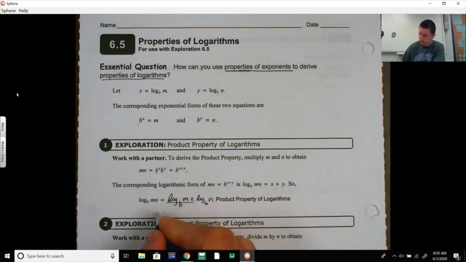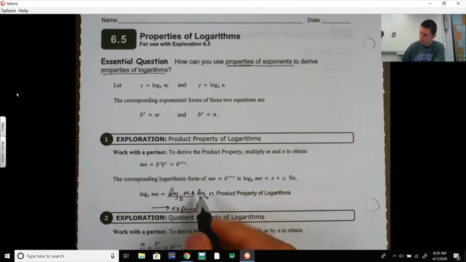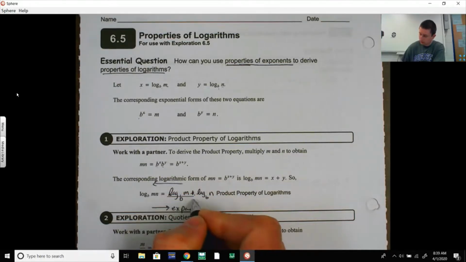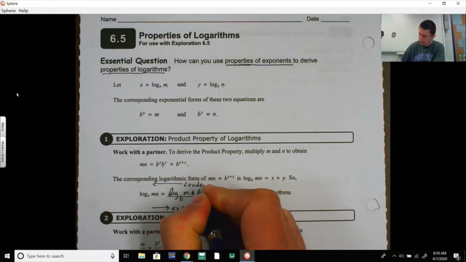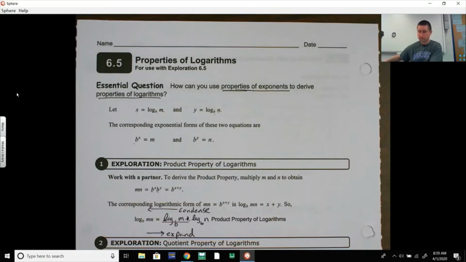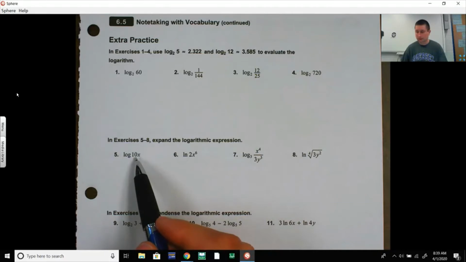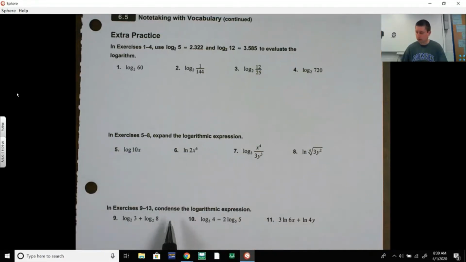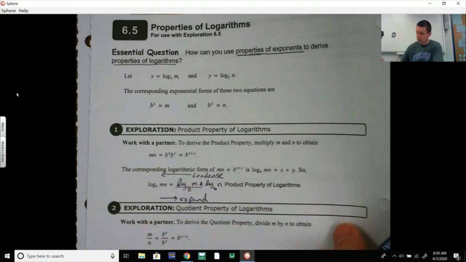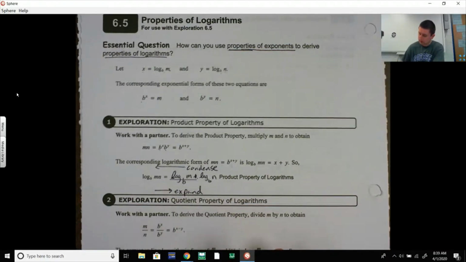It gets expanded. Going this way is expansion using addition. Notice it's a log of each of those. When we start with this and we come back this way, it's going to be called condensing. So you're going to have some questions later on that will ask you to expand, so that's using our properties to make this bigger, and then condense, using our properties, something that's already big, to make it down into a single logarithm. So if you're multiplying your two parts, it gets expanded with addition.